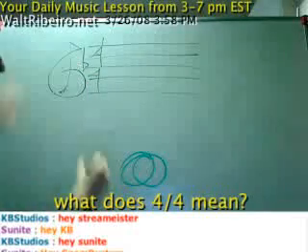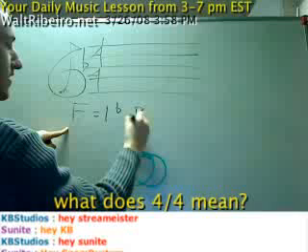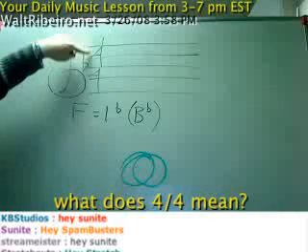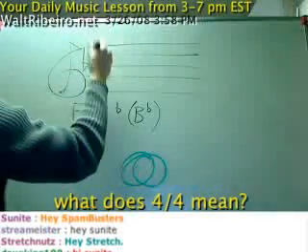There's one flat here. I'm in the key of F because F has one flat, and it's B flat, okay? So that's why I put a B flat right there. I'm in 4/4 right here. So what's this 4/4 mean?